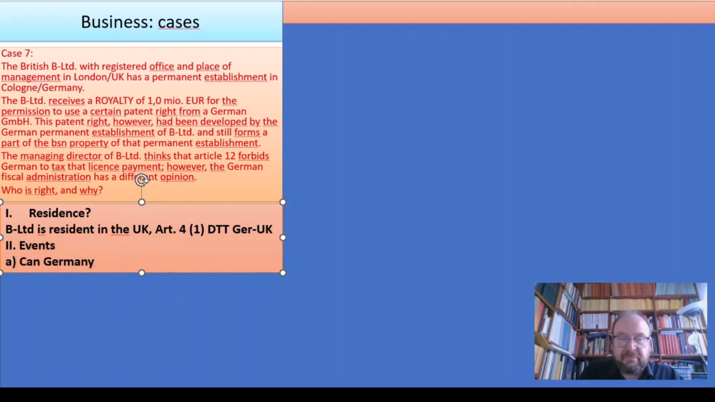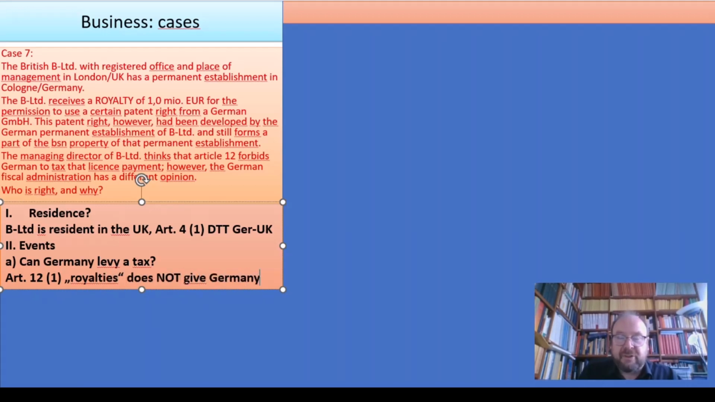Can Germany levy a tax? Article 12.1, royalties, does not give Germany a right to tax. It says only the UK may tax. Okay.